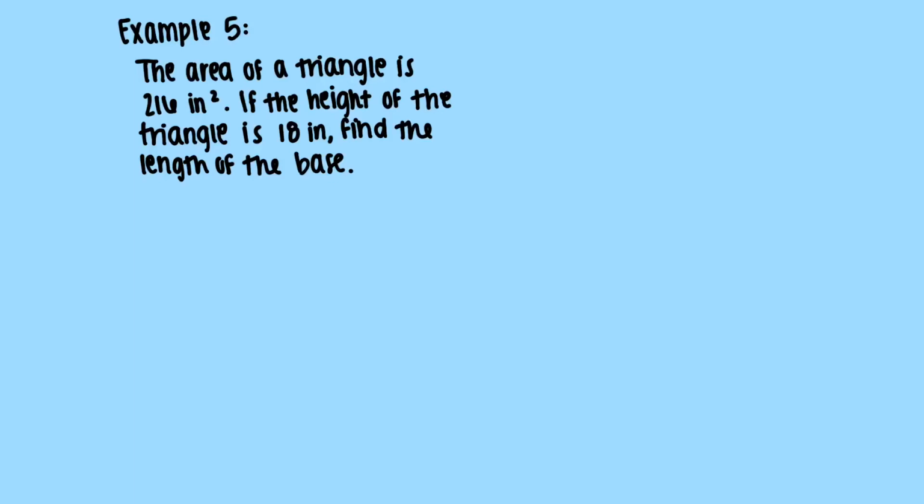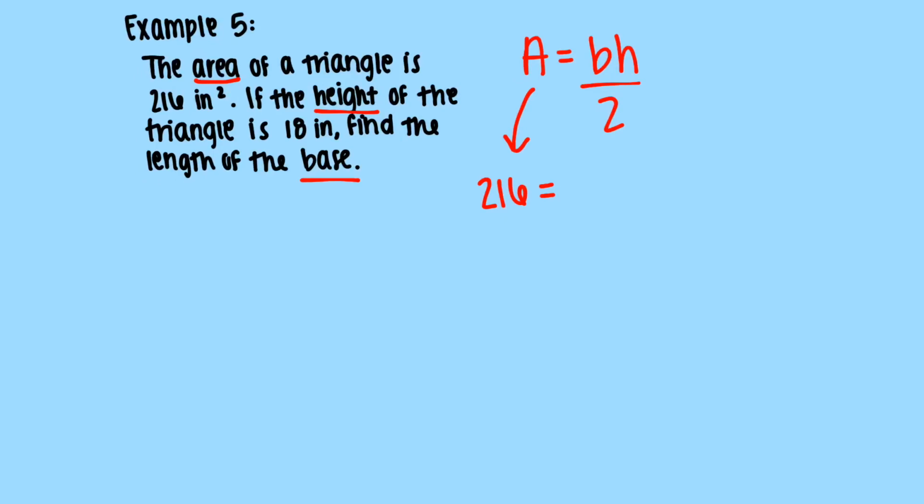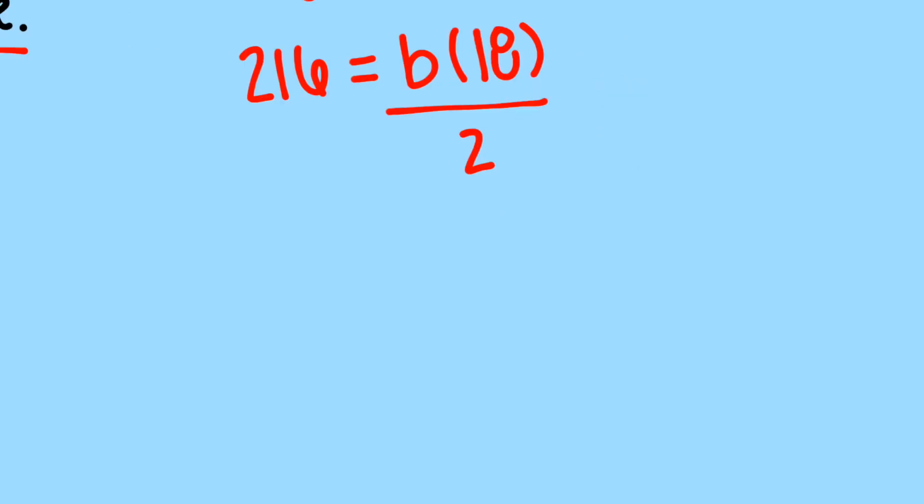So in this, what's really important, I have area, I have height, and I have base. So this tells me I can do the area is equal to base times height divided by 2. Alright, so now I'm going to fill in the given information. I know my area is 216. And that is equal to, I don't know my base, so I'm going to leave it as b. I know my height is 18, and it's still divided by 2. So in this, I'm just going to kind of rewrite it to look a little more friendly. You have 216 is equal to 18b divided by 2.